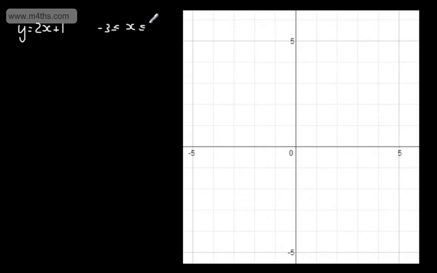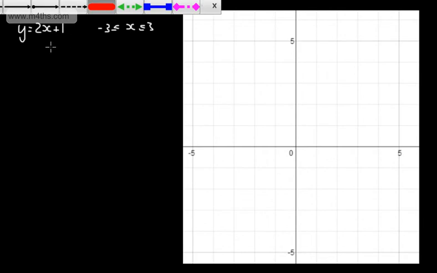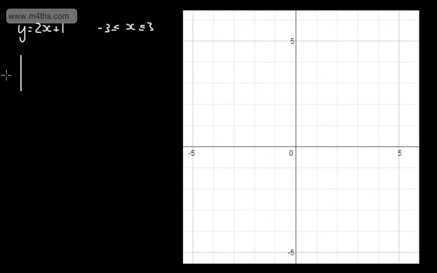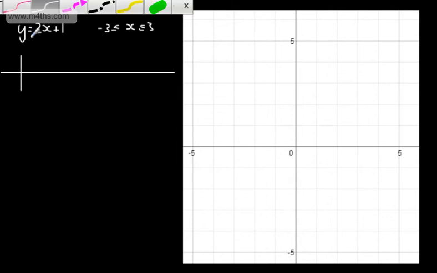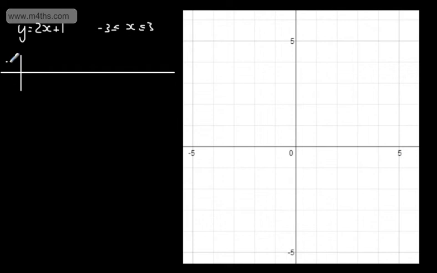All I'm going to do here is draw up a table of values. So we're going to have values of x and the corresponding y value. Once I have those, I'm simply going to plot coordinates and draw a straight line through the points. So we take -3, -2, -1, 0, 1, 2 and 3.